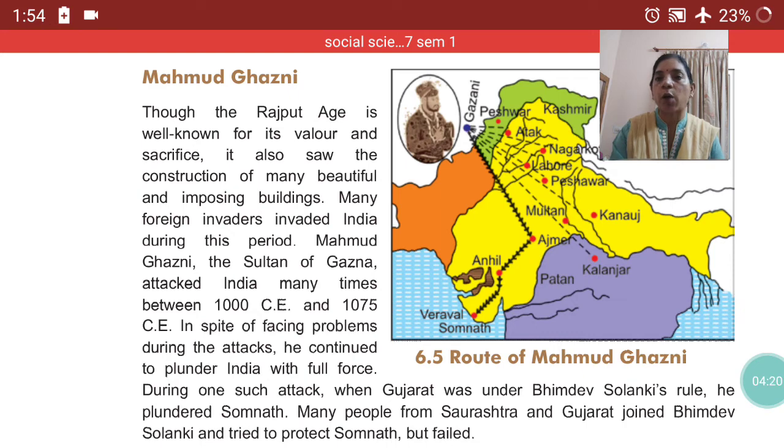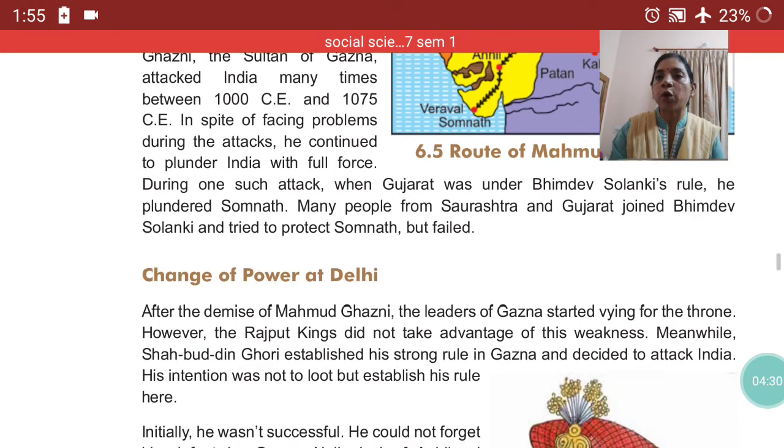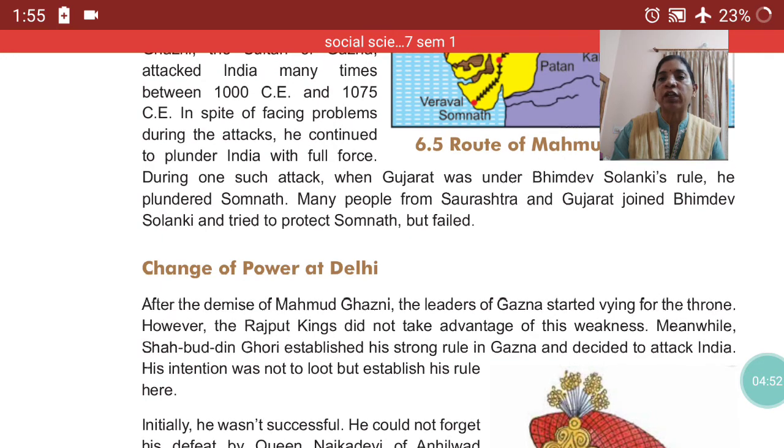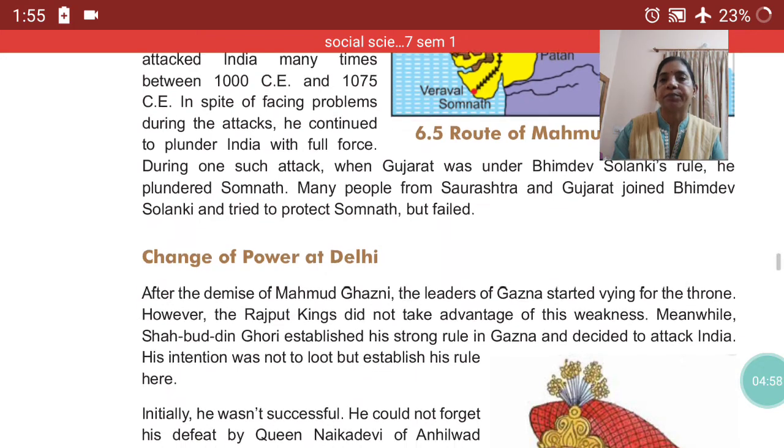In spite of facing problems during the attacks, he continued to plunder India with full force. During one such attack, when Gujarat was under Bhimdev Solanki's rule, he plundered Somnath. He looted the famous temple of Somnath. Many people from Saurashtra and Gujarat joined Bhimdev Solanki and tried to protect Somnath, but at last they failed.